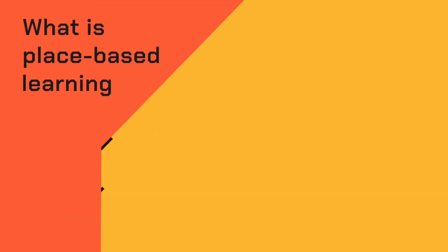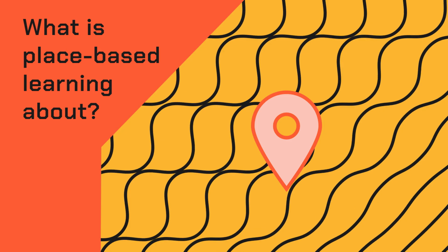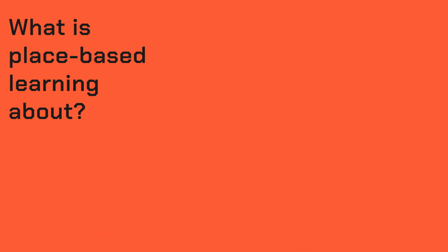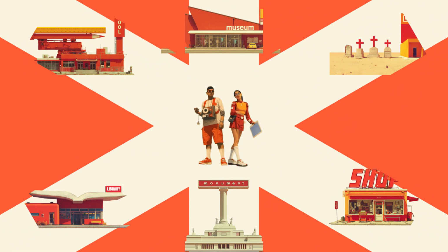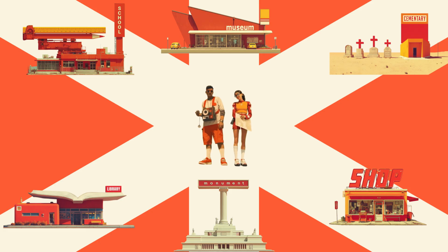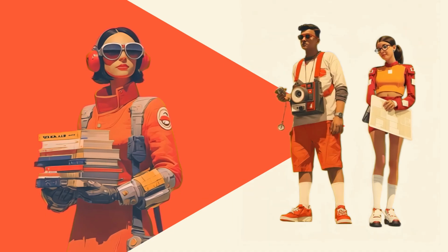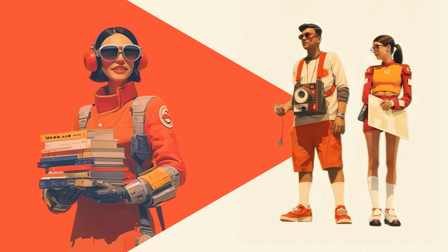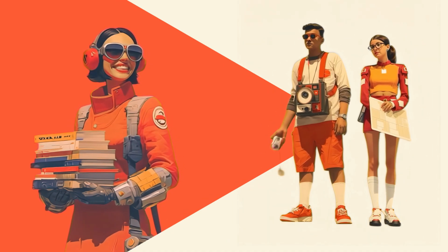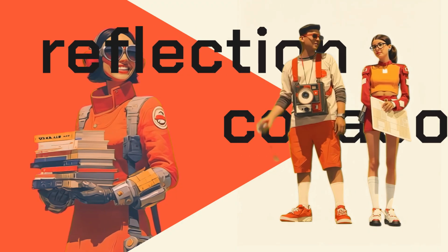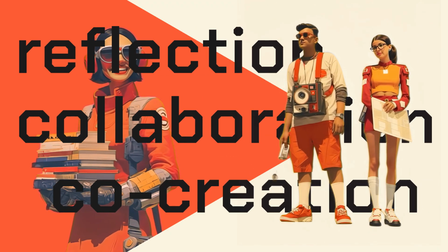What is place-based learning about? Place-based learning, often combined with project-based learning, connects students with their immediate environment and local communities. It builds youth agency and peer learning, where students take ownership of their journey and set learning goals. The process is co-designed by learners, with reflection, collaboration, and co-creation at its core.